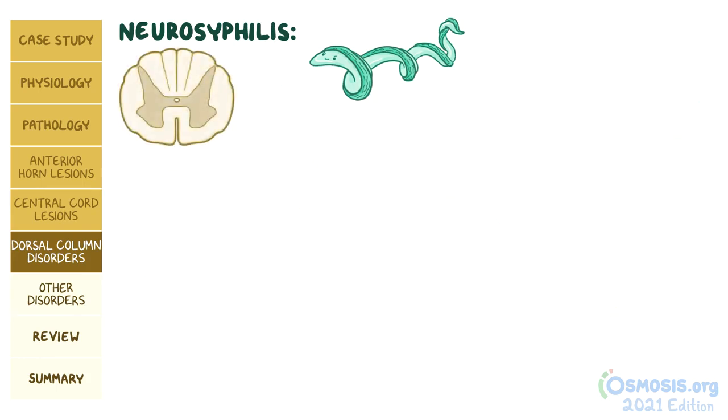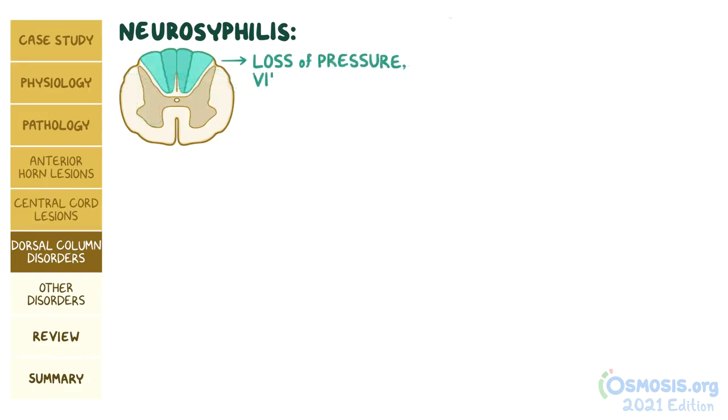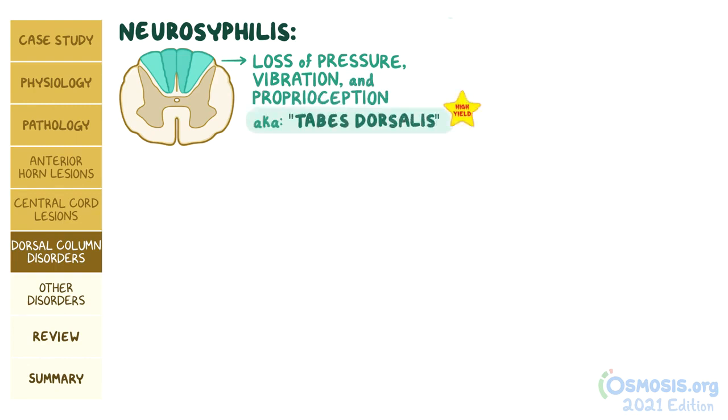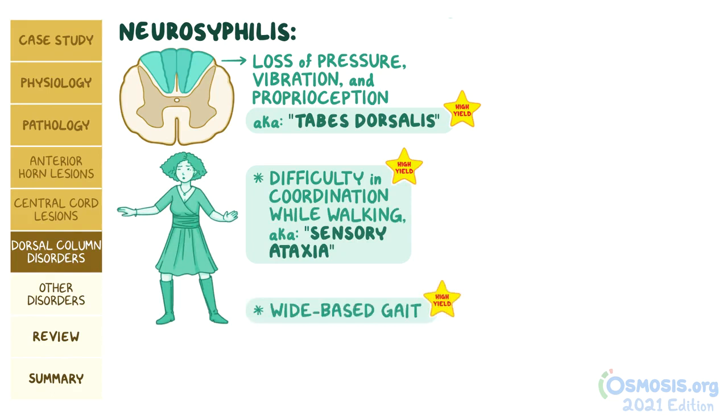Now, what happens in neurosyphilis is that the spirochetes invade the dorsal columns of the spinal cord, resulting in a loss of the sensations of pressure, vibration, fine touch, and proprioception. This is also known as tabes dorsalis. For your test, you will need to know that without the sensation of vibration and proprioception, the individual will often stumble in the dark and have difficulty in coordination while walking, also known as sensory ataxia. These individuals often have a wide-based gait, meaning that their feet are wide apart and they take small, slow steps.